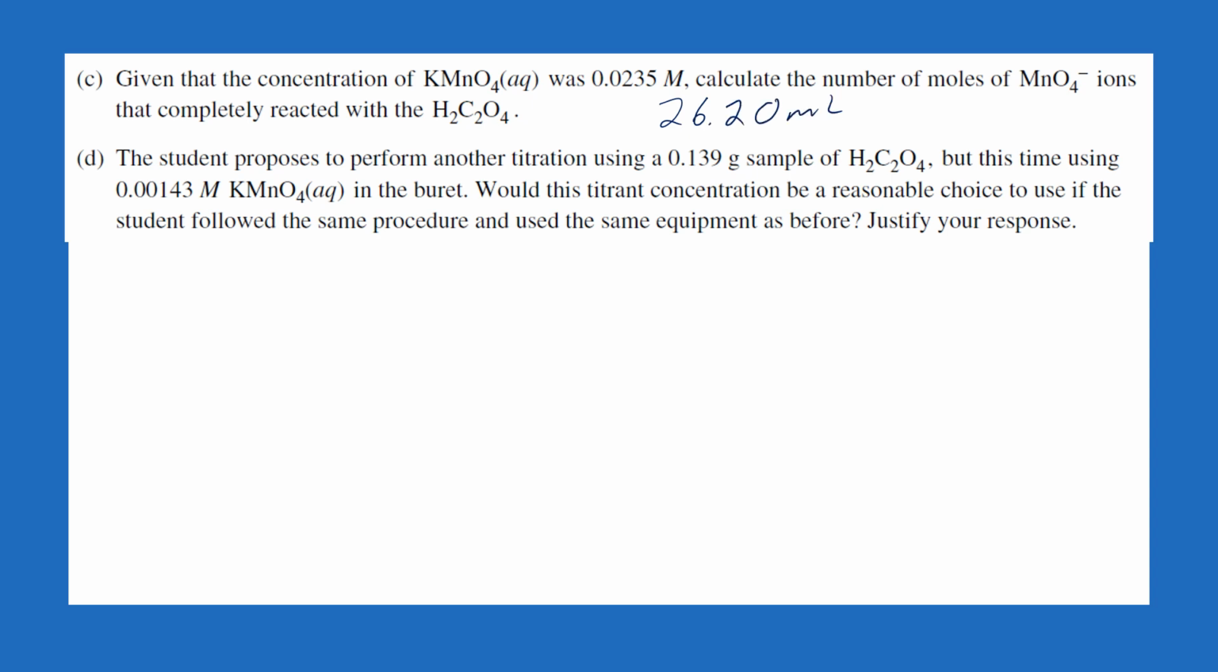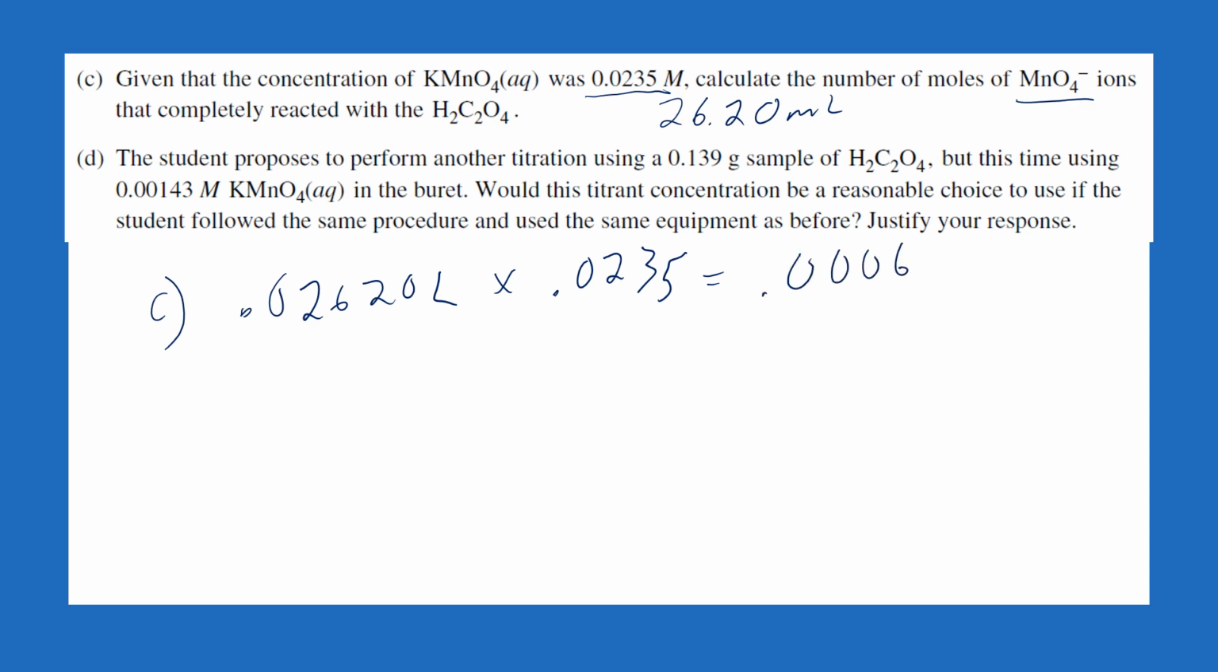And it says, given that the concentration was 0.0235, calculate the moles of the MnO4 ions that completely reacted. So you would change the milliliters to liters, 0.02620 liters, and multiply by the molarity. Liters times molarity gives you moles, which for this one is real small, 0.000616 moles. You can use scientific notation if you want, but it's not required. Liters times molarity gives you moles. Very important to remember that one.